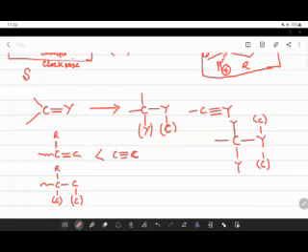On the other hand, for a CC triple bond, this is the bond to the chiral center. Let me put asterisks here and asterisks there. This will have one carbon and another carbon, all because of the triple bond here. And this carbon will have the same.